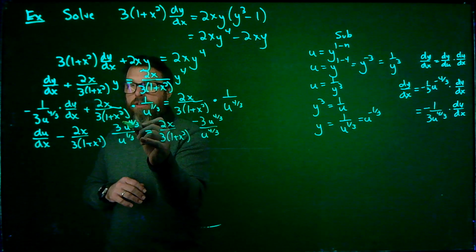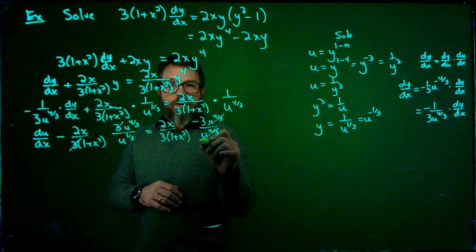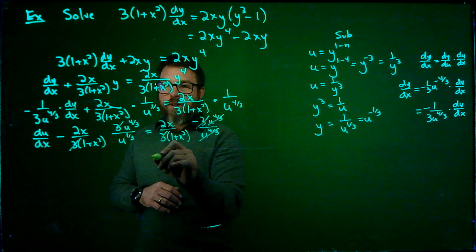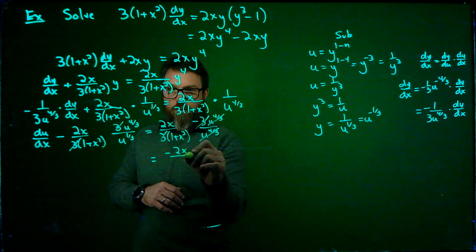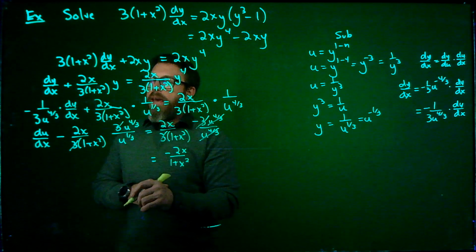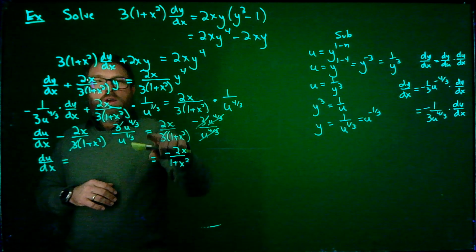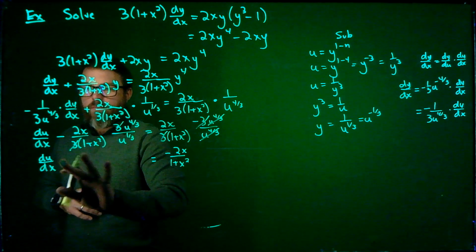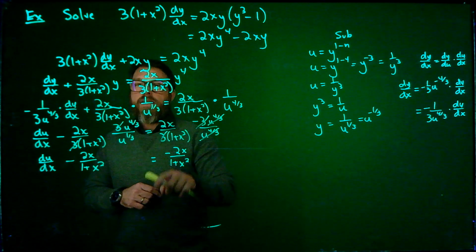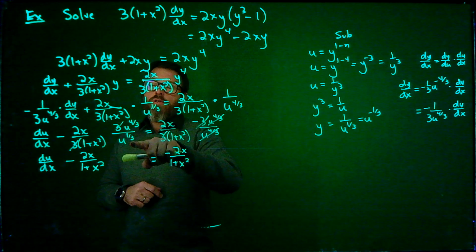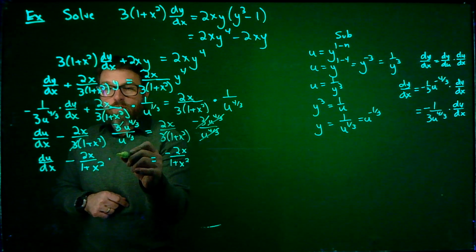So we can see that these 3's are going to cancel. These u to the 4/3 are going to cancel. Those 3's are going to cancel. So this over here is going to be on the right-hand side. We're going to have negative 2x over 1 plus x squared. And on the left-hand side, I'm going to have du/dx plus 2x over 1 plus x squared. And this u to the 4/3 divided by u to the 1/3, I subtract their powers, so 4/3 minus 1/3 is going to be 1. So this is just going to be equal to u.